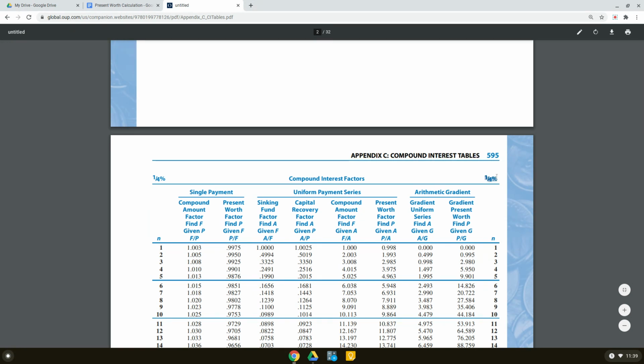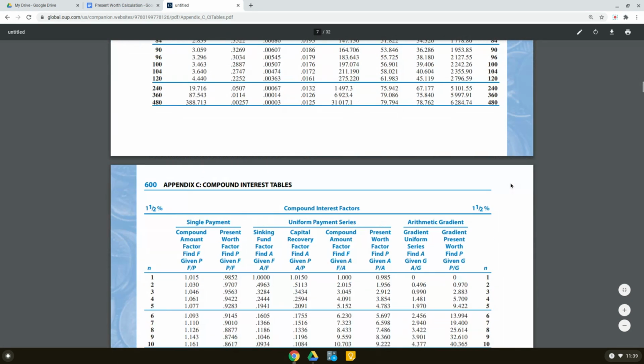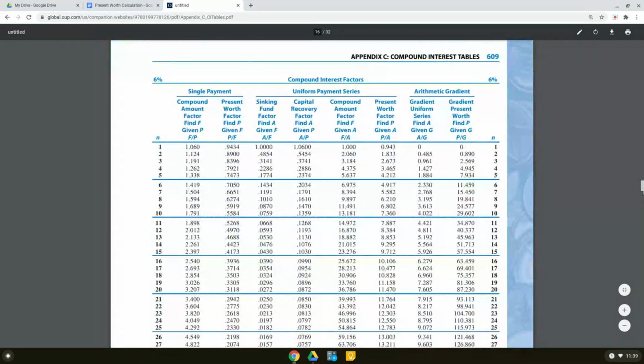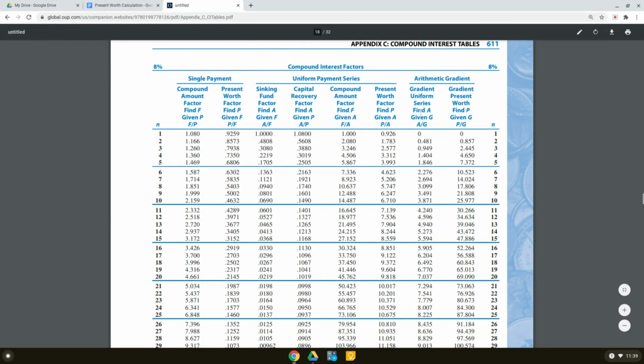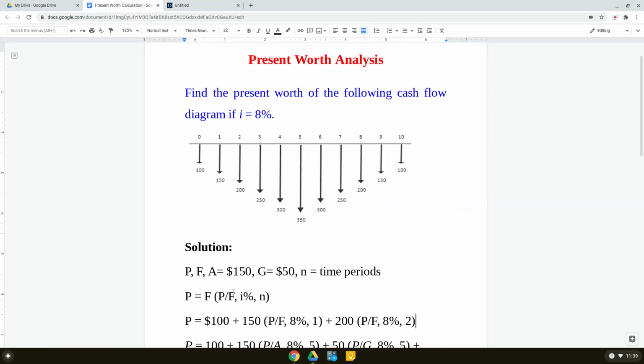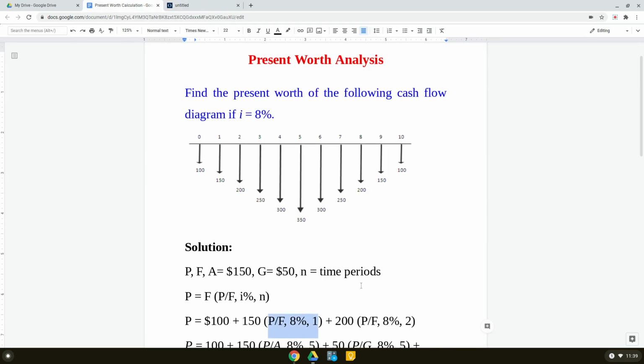So this one is 1/4% or 0.25%. So I'm going to scroll down until we get to 8%. Let me scroll down quickly. So here we are, 8%, and then P given F, right? So for n equal to 1 year, that would be 0.9259. So you would put that here, 0.9259. For n equal to 2, second row, 0.8573.